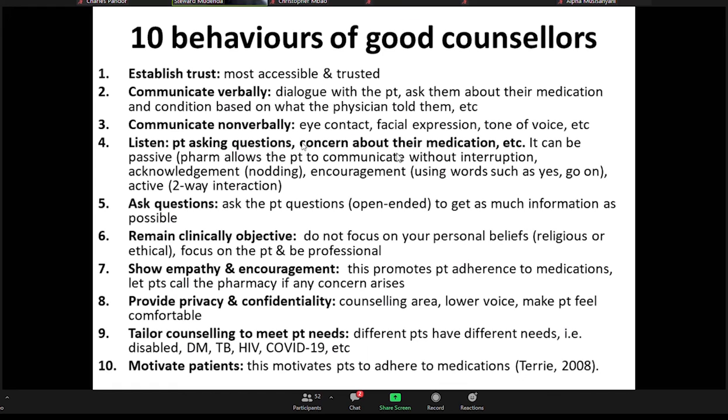Usually patients don't want everyone to know their condition. So try by all means to maintain privacy and confidentiality. When you are done counseling someone and you get out there, don't start telling everyone, oh, the condition is like this, it's like this. No. Confidentiality must be maintained.